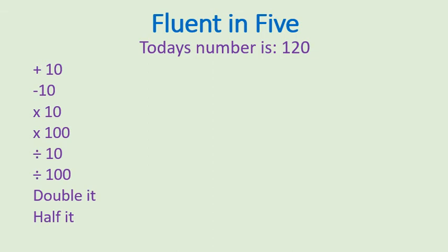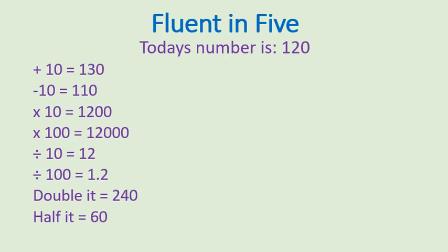Go and get yourself a piece of paper and a pencil for today's number. Today's number is 120. For this number, you will need to add 10, subtract 10, multiply by 10, multiply by 100, divide by 10, divide by 100, double it, which is the same as multiplying by 2 or adding the same number again, and half it, which is another way of saying divide by 2. You might want to pause the video to give yourself a little bit of time to work it out.